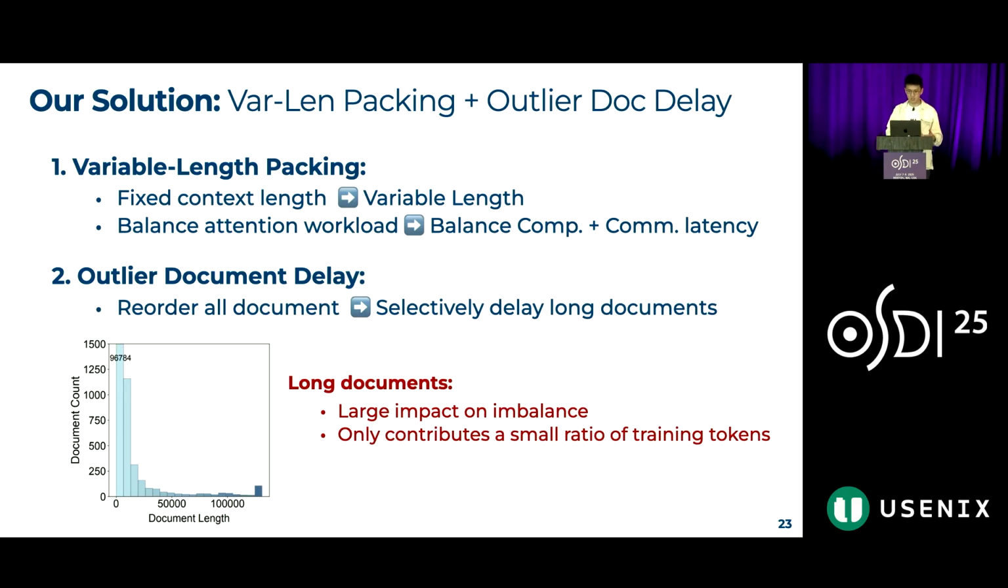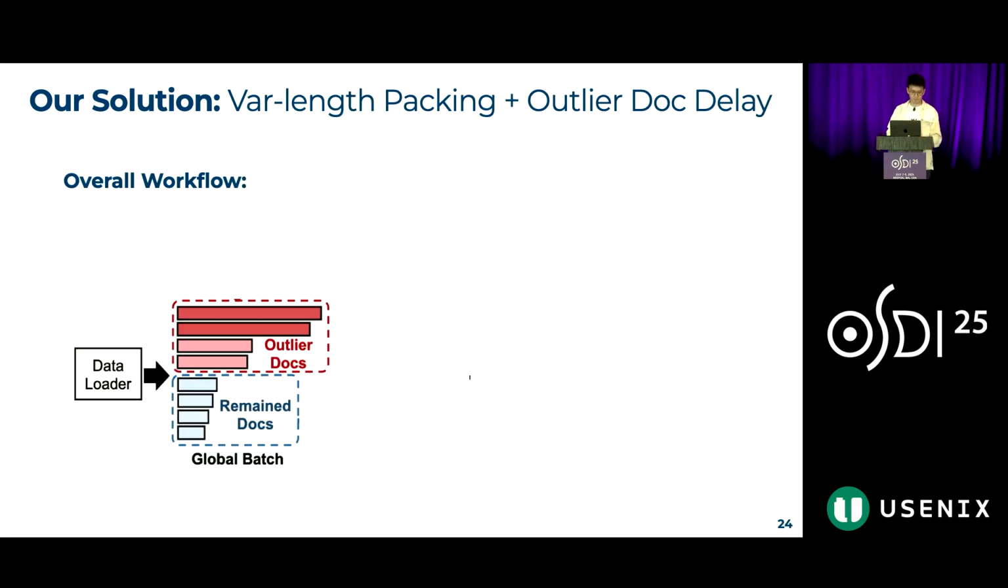This is because long documents have large impacts on the imbalance, but they only contribute a small ratio of the training tokens. So only delaying the long documents could help us mitigate the imbalance while minimizing the impact on the data sampling randomness. When combining both optimizations together, our input packing strategy works as follows.